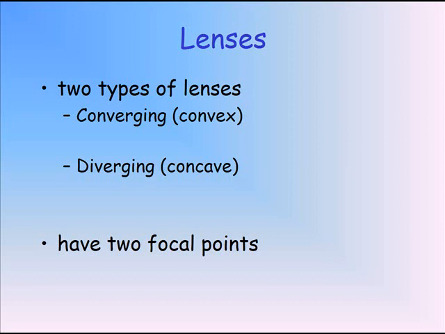So now we'll continue our discussion of ray diagrams to show how optics work. This time we're going to look at lenses. The two types of lenses, of course, are converging or a convex lens and a diverging or concave lens.